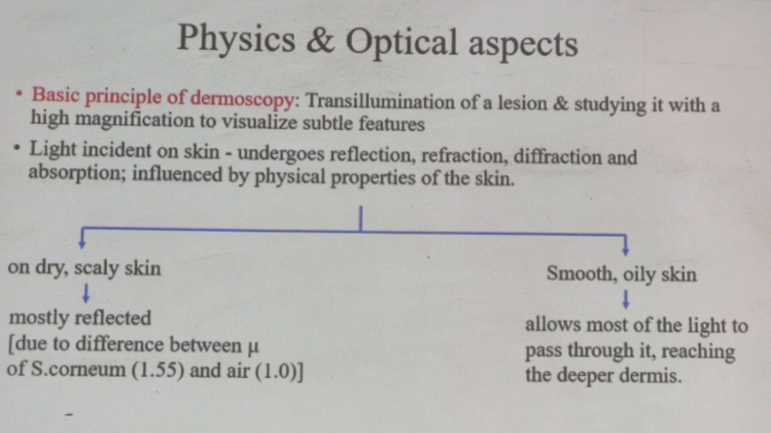On a dry, scaly skin, the light incident on skin is mostly reflected. This is due to the difference between refractive index of stratum corneum, which is 1.55, and air, which is 1. Whereas on a smooth, oily skin, it allows most of the light to pass through it, reaching the deeper dermis. This is the mechanism behind the use of linkage fluids.